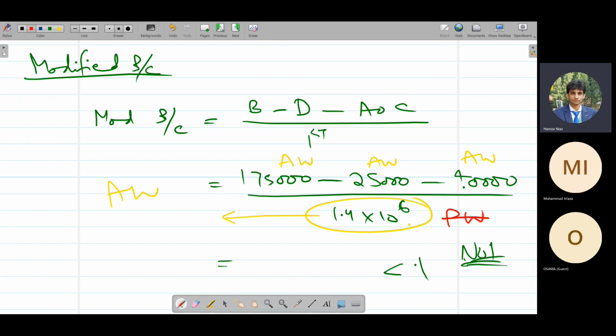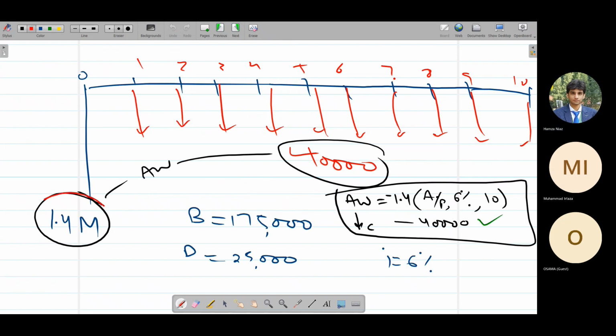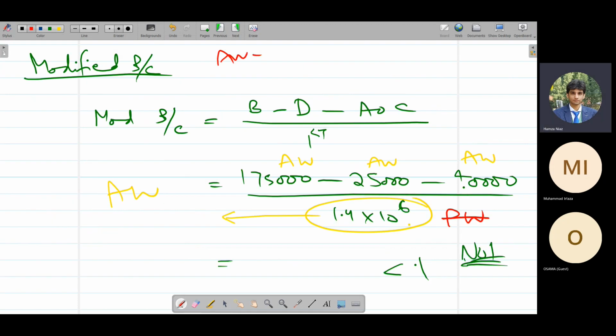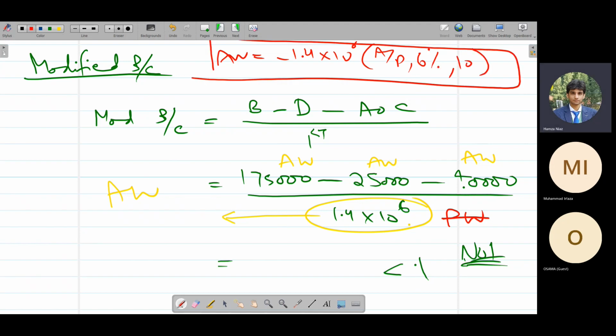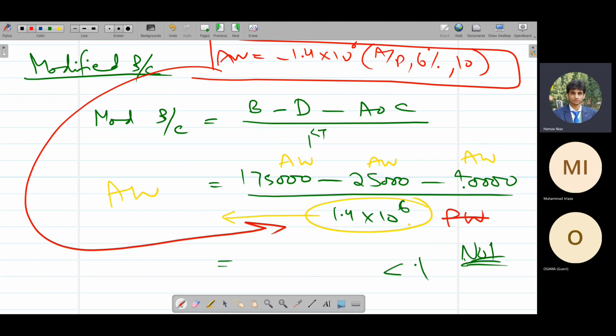So the annual worth would be of this 1.4 million over the 10 years. The annual worth should have been minus 1.4 times 10 to the power 6, A over P, 6% and 10. So whatever the value was from this first part, we are going to use that here, not this one. So this was a mistake. So kindly rectify this: always divide like quantities. Present worth with present worth, annual worth with annual, future with future.